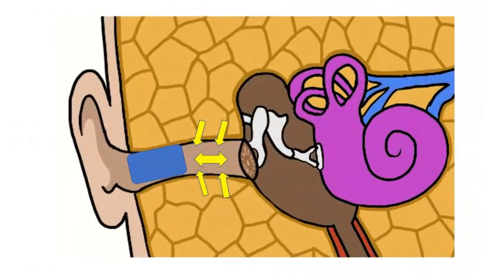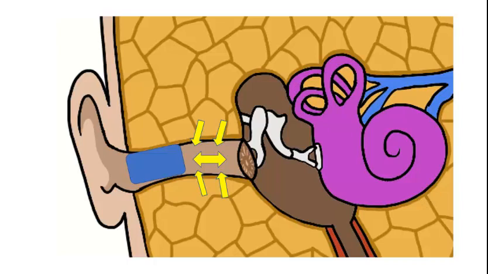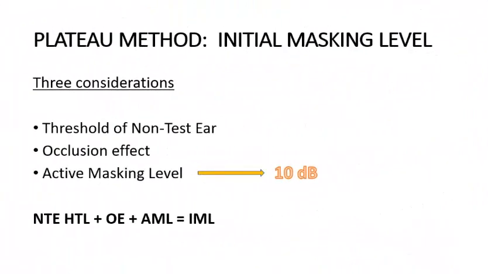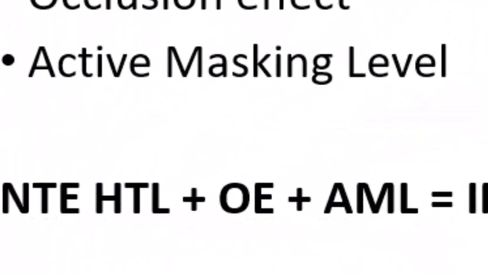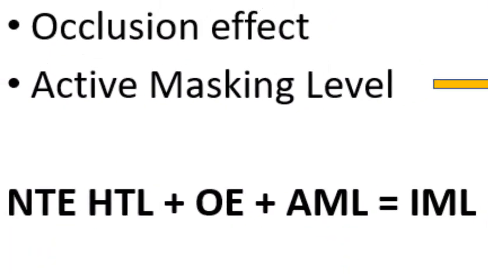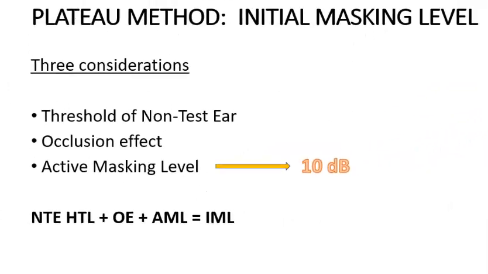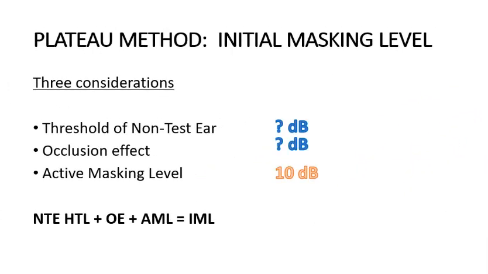We also may have to compensate for a possible occlusion effect, which can occur because we have some type of earphone device or headphone device in position on the non-test ear, which can alter or improve the bone conduction hearing of that ear. The third component is the active masking component. In this example, we'll use an AML of 10 dB. Let's take a look at the other two values.